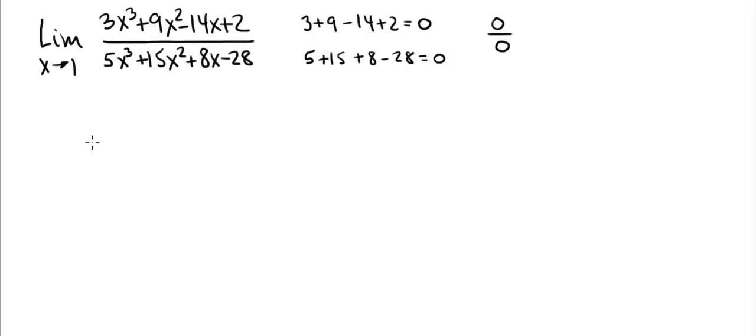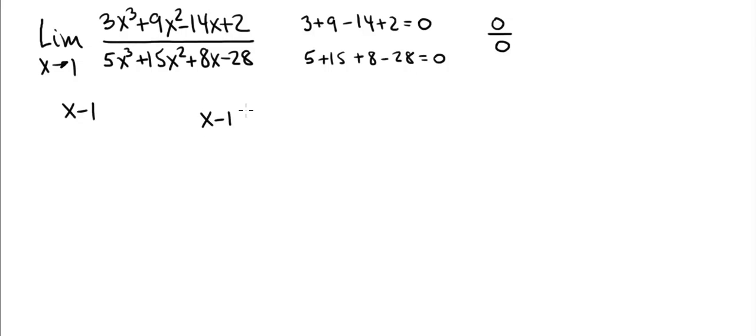We have to factor out the source of 0 over 0 from each of the polynomials. That factor is x minus 1. That means x minus 1 will be a factor of both polynomials. It is not that easy to factor a third degree polynomial. So one thing we can do is to use synthetic division, or I'm going to use long division.